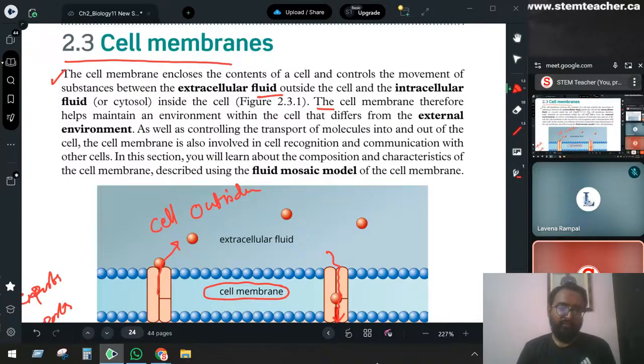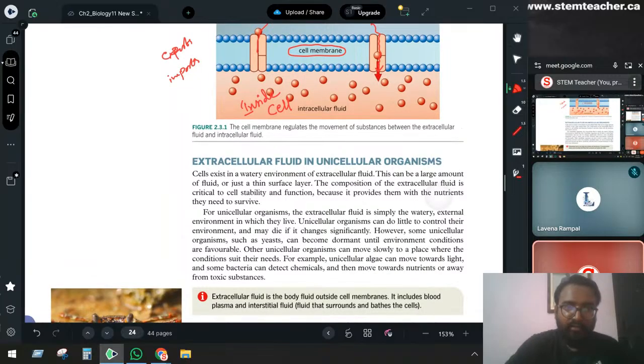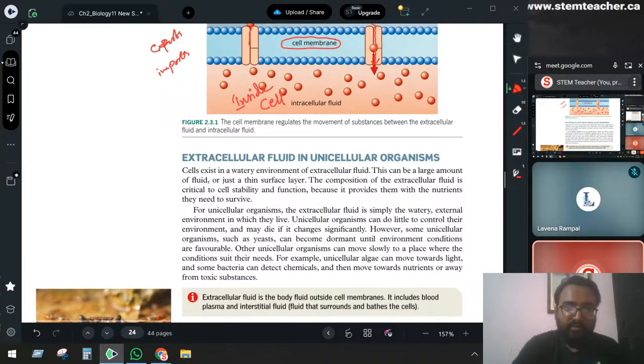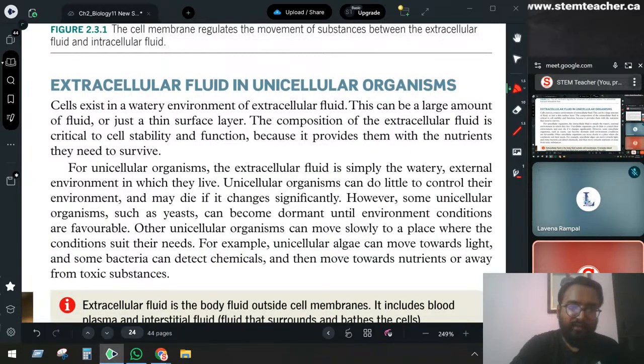That is important, as well as controlling the transport of molecules into and out of the cell, that is, proteins and nutrients. The cell membrane is also involved in cell recognition and communication with other cells. In this section, you will learn about the composition and characteristics of the cell membrane, all using the fluid mosaic model of the cell membrane. So, extracellular fluids.